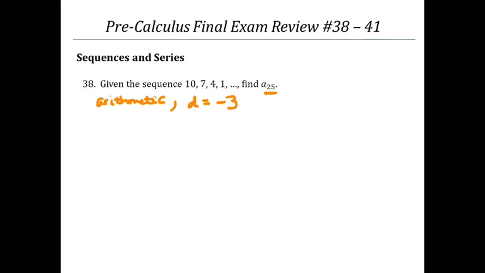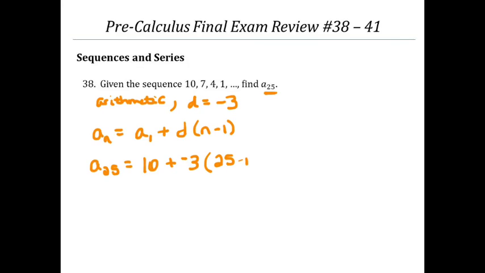To find the nth term of an arithmetic sequence, if you're looking at your formulas, you'll see the formula a sub n is equal to a sub 1 plus d times n minus 1. That means that we're going to take the first term and then we're going to add to it the common difference n minus 1 times. So a sub 25 is equal to a sub 1, which means the first term, that's 10, plus the common difference, which is negative 3, times 25 minus 1. And that is equal to negative 62.